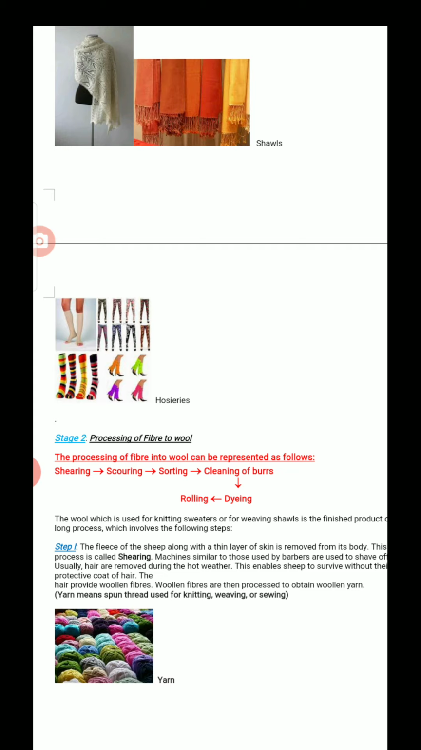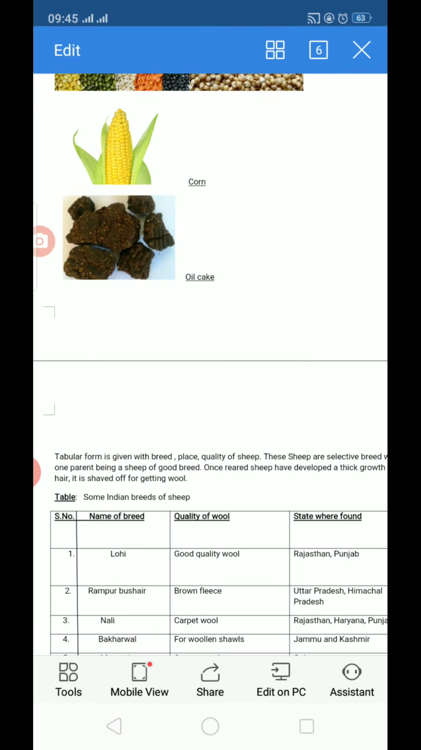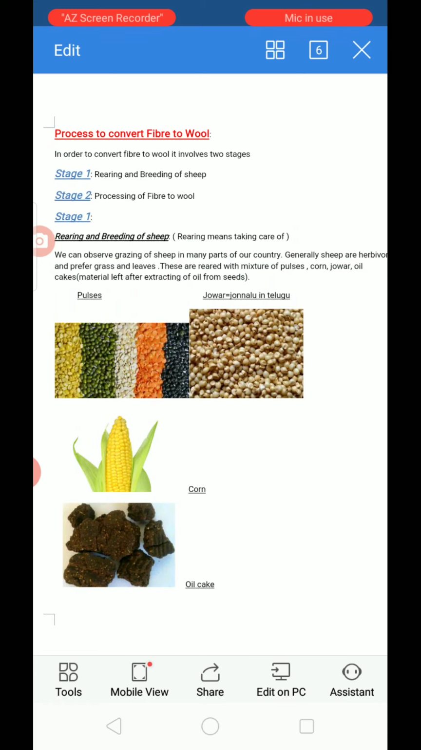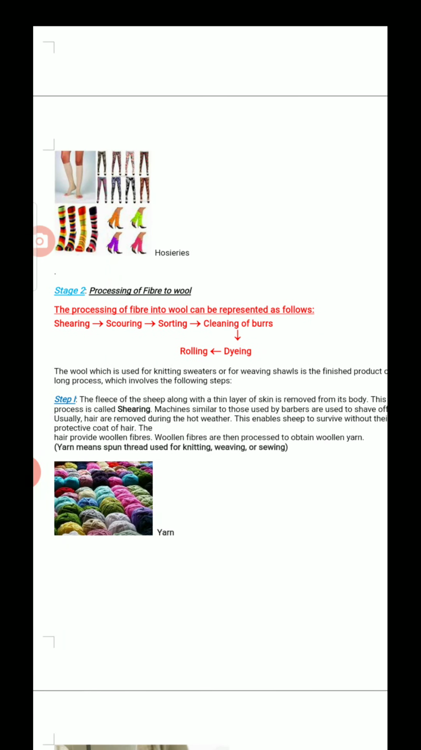Stage 1 is rearing and breeding of sheep. Just you are growing them with good food material. That is stage 1. In stage 2, we can see how to extract wool from the sheep and how to process it. That is called processing of fiber to wool.